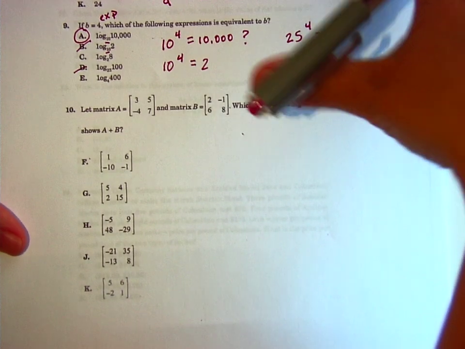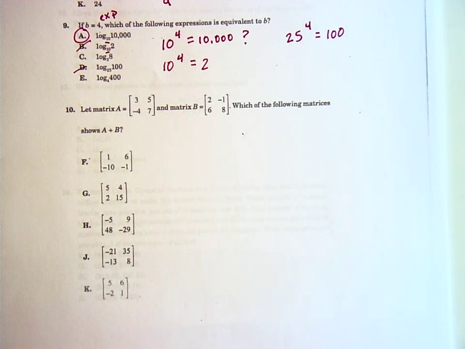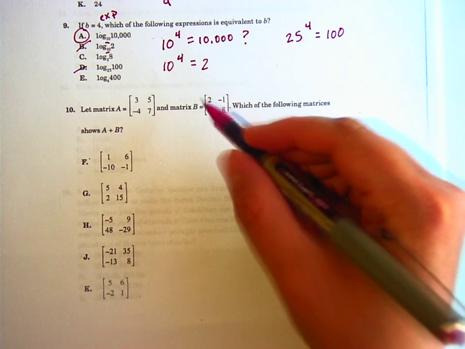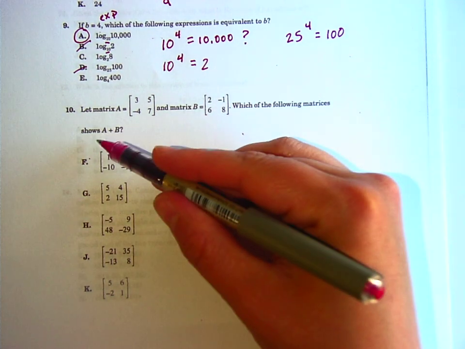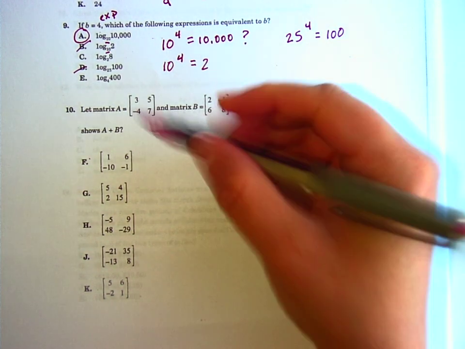Matrices is one of the easiest Algebra 2 concepts that there are, in my opinion. So if you've got matrix A is this jumble of numbers in this kind of bracket thing, and matrix B is this jumble of numbers in that bracket, which ones add A plus B? Well, all you're doing for this is you're just adding the corresponding spots.